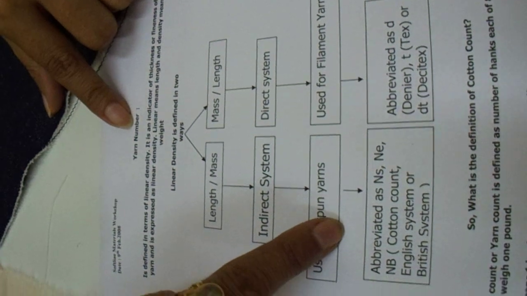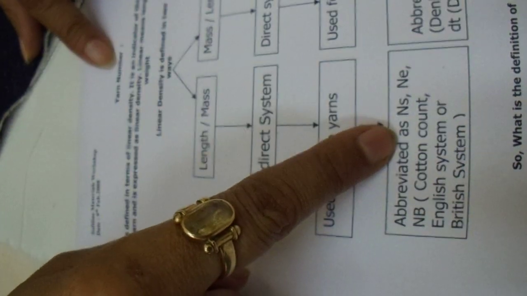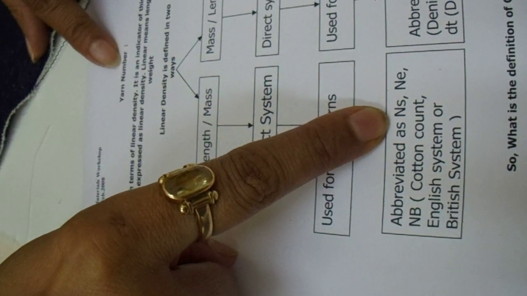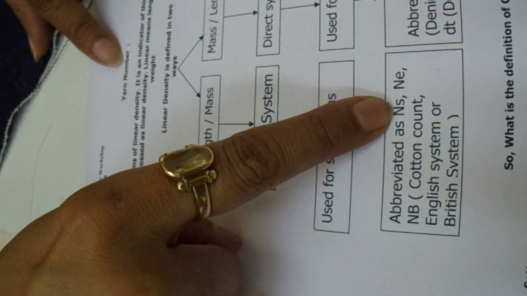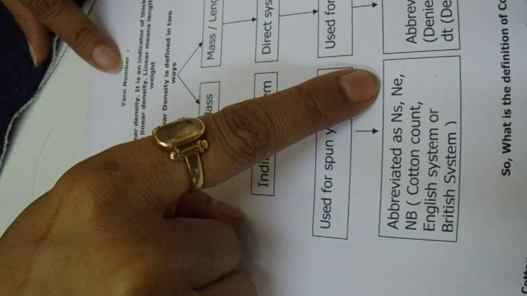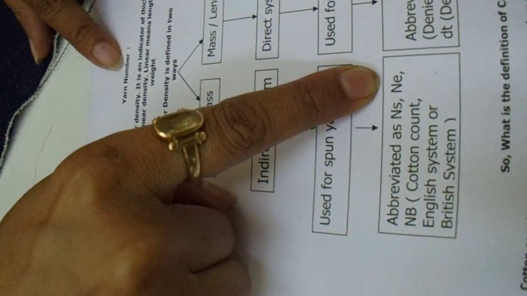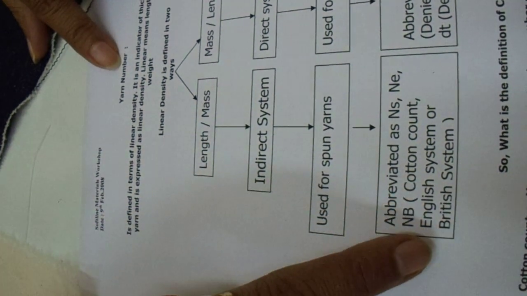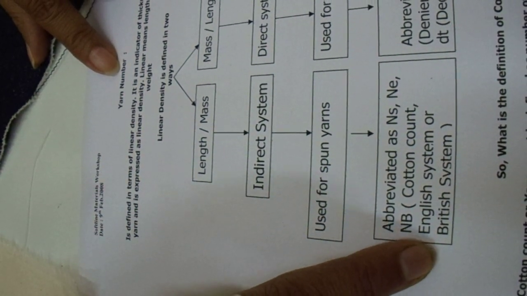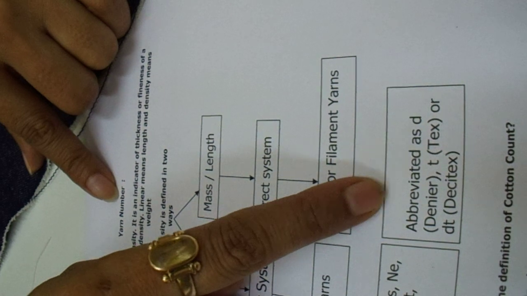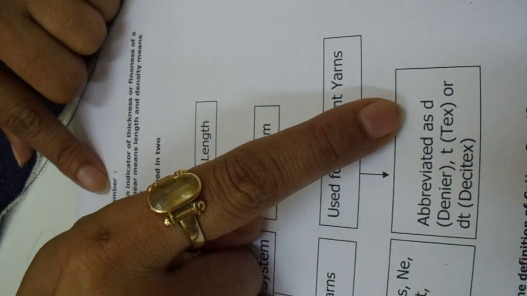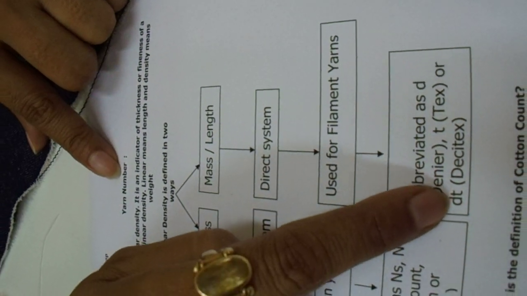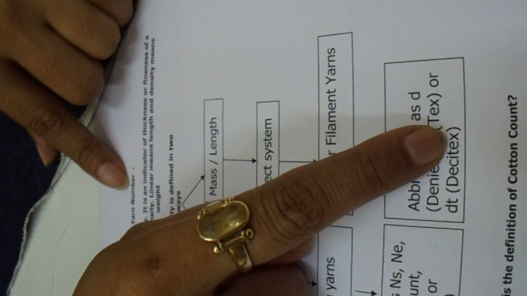The abbreviation for spun yarns in the indirect system is a capital N and a small s, which is for spun yarns, or a capital N and a small e, which is the English system. It is also called cotton count or the British system. For filament yarns, the abbreviation is D, which means denier, T, which is tex, or DT, which is decitex.